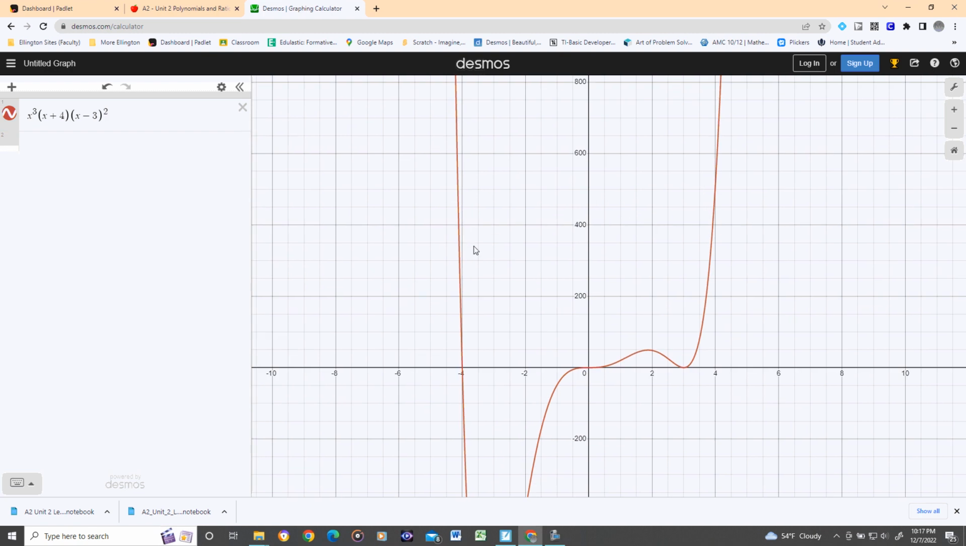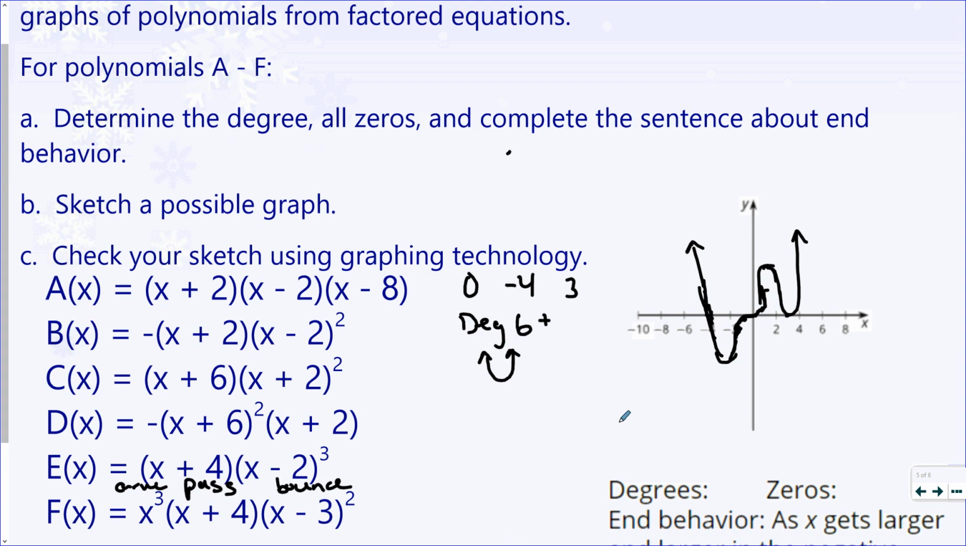And sure enough, if you follow all of that, you get the correct end behavior. One of the lovely parts is the end behavior kind of goes along with these functions. If you have the correct curve and pass and bounce, your graph is going to point in the correct direction. So it's almost like the two check each other.